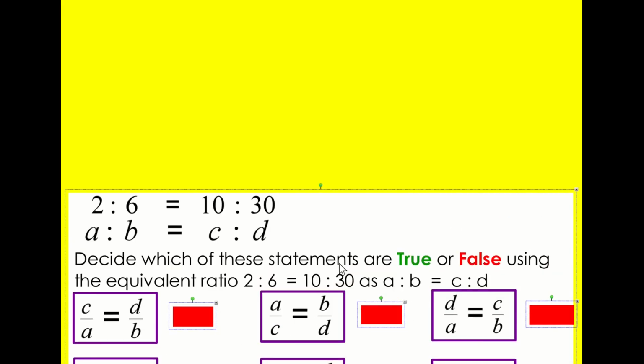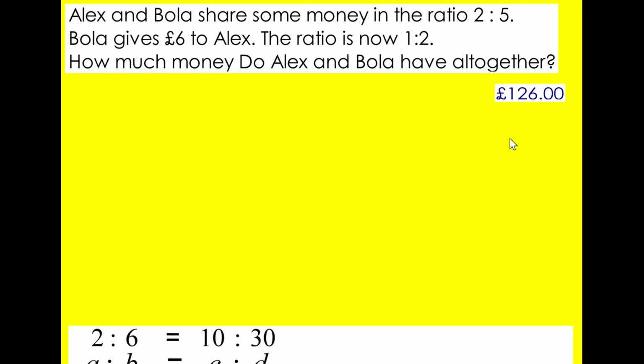This is a situation where we are changing the ratio. Alex and Bola have some money in the ratio 2 to 5, and then Bola gives £6 to Alex, so the ratio changes. The first thing to do is write down that Alex and Bola have 2 to 5, but the total amounts they have are going to be 2x to 5x, where x we need to find.